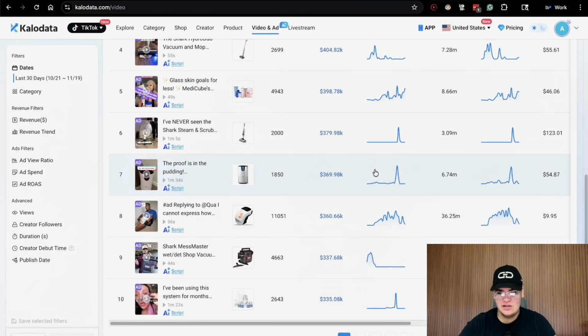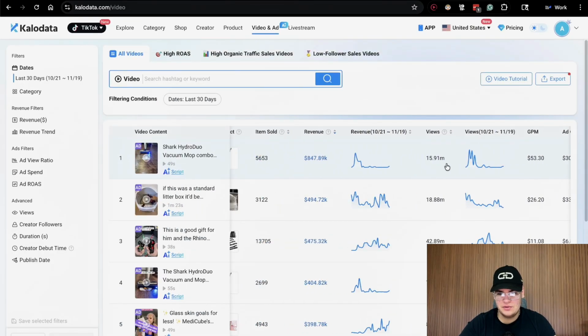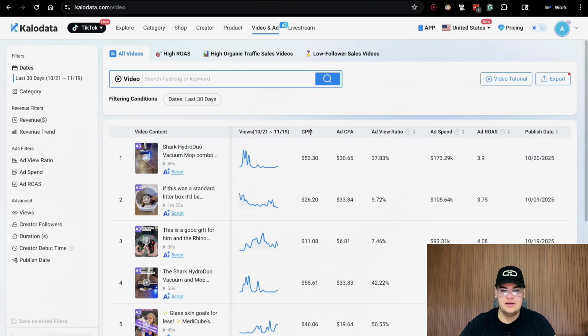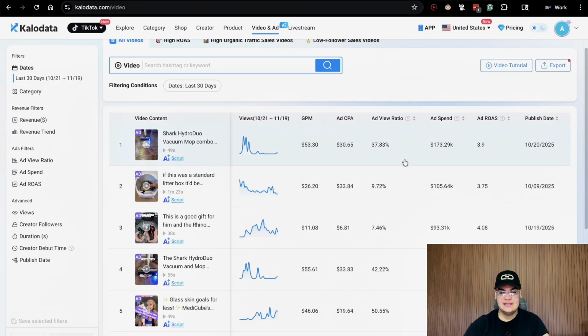So yeah, this is pretty self-explanatory. We have a bunch of metrics here. So views, we have GPM, again, cost per 1,000 views, ad CPA. So their cost per acquisition, once you're pushing ad spend on it, ad view ratio. And by the way, look at these prices right here on TikTok, or I'm sorry, on Facebook. CPMs and cost per acquisitions are close to 50% higher. Insane, 50% higher just by being on Facebook.